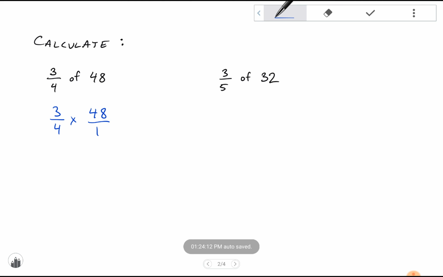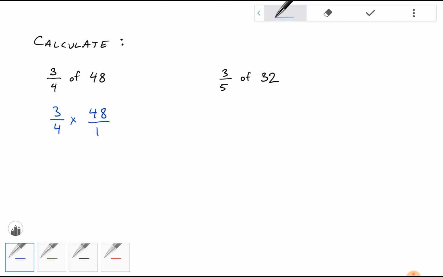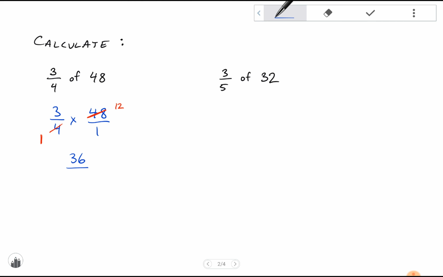So in this case, we can multiply these, and we can simplify ahead of time, because on the diagonals, we see 3 and 1, can't do anything there. 4 and 48, both of these can be divided by 4. Of course, we can divide 4 by 4 to get 1, and we can divide 48 by 4 to get 12. So that makes it a little bit simpler to multiply these numbers together. So if they're on the diagonals, you can simplify. 3 times 12, that's the numerator, we get 36. And 1 times 1 now is the denominator. And 36 divided by 1, we just write as 36.